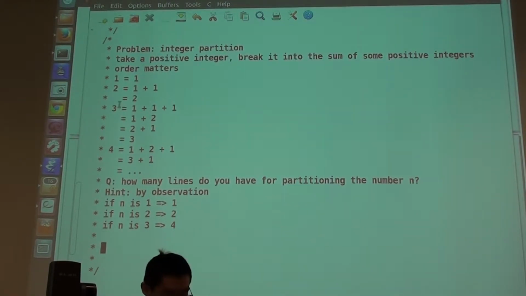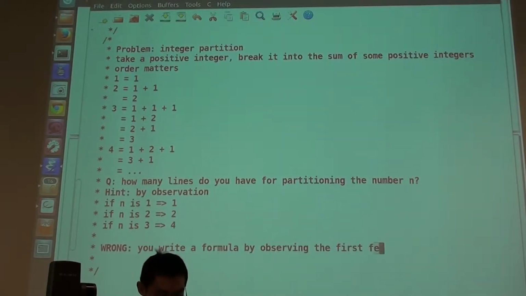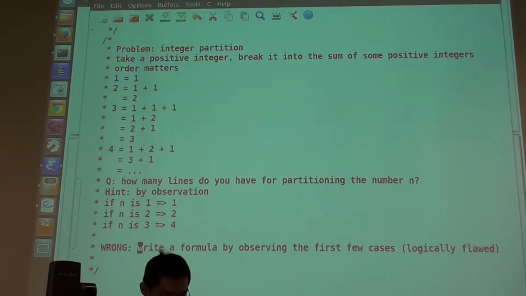Before you jump to your conclusion, this is wrong. If you write a formula by observing the first few cases, this is called logically flawed. You need a general strategy to solve the problem.